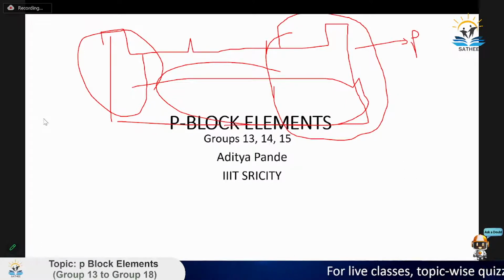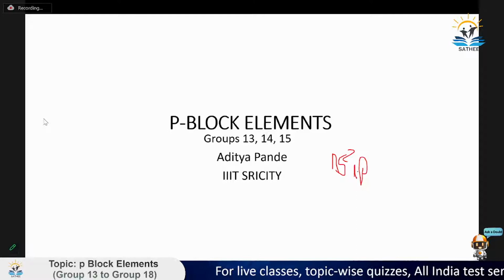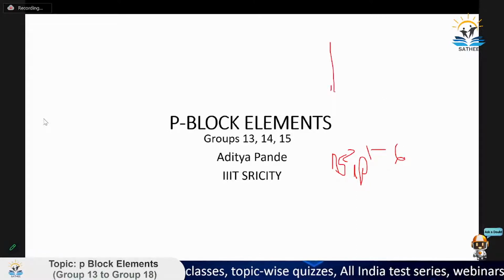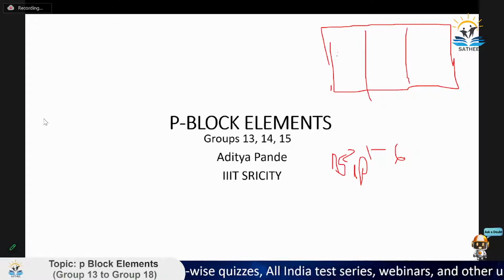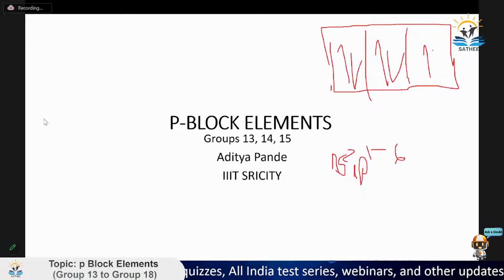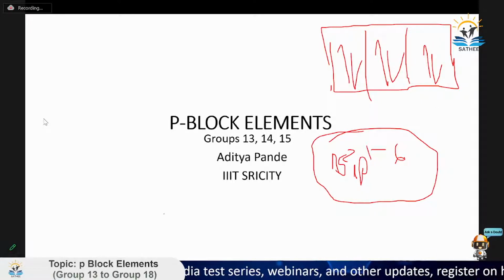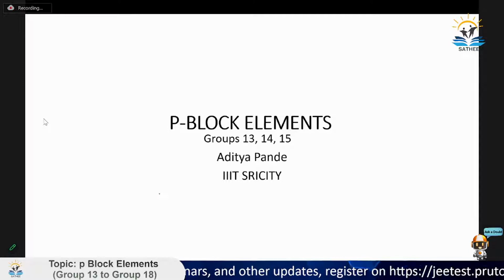Now, the general electronic configuration that you find for a P block element is Ns2, Np, and now P can hold 6 electrons because we are talking about P orbitals, and P orbitals looks like this, and they can store 6 electrons, right? Okay, with this much in mind, I would like to start the topic. This is the brief general overview on P block elements.